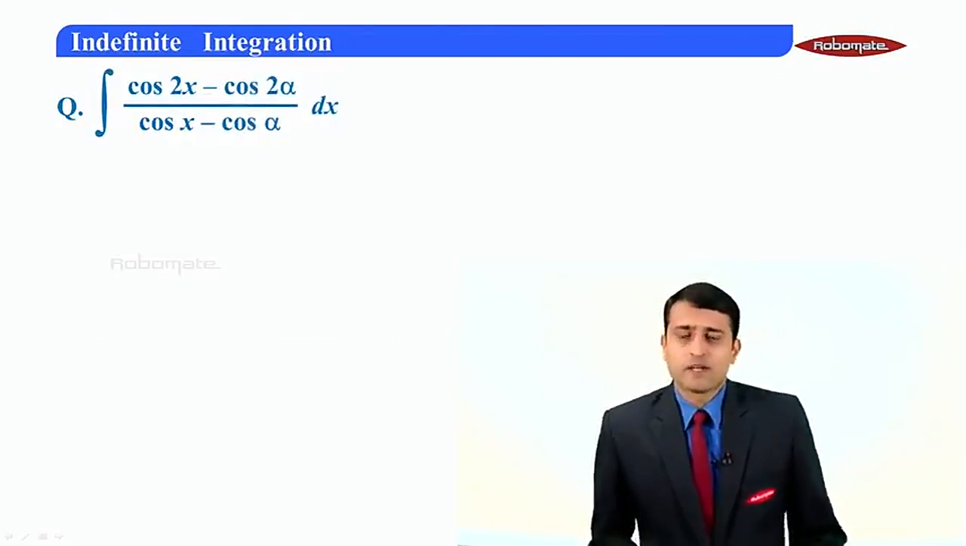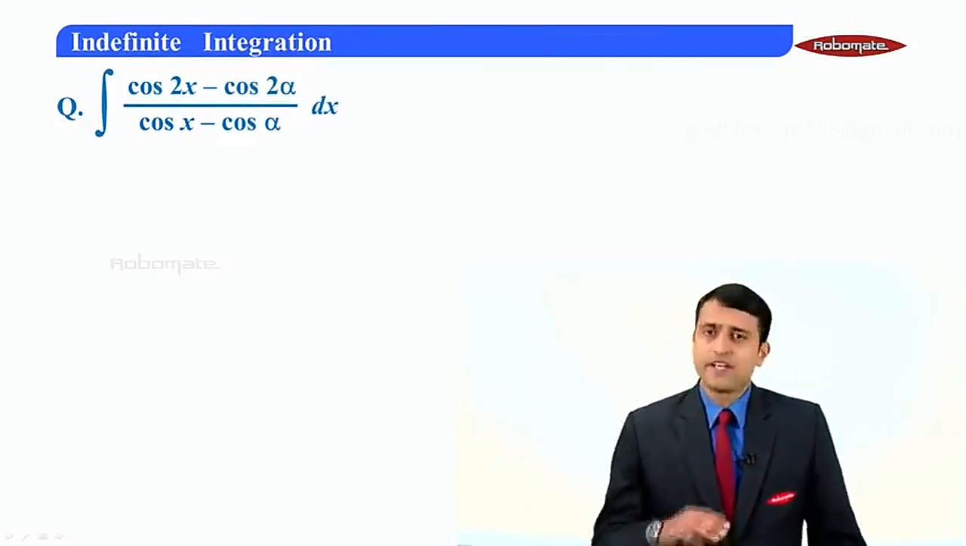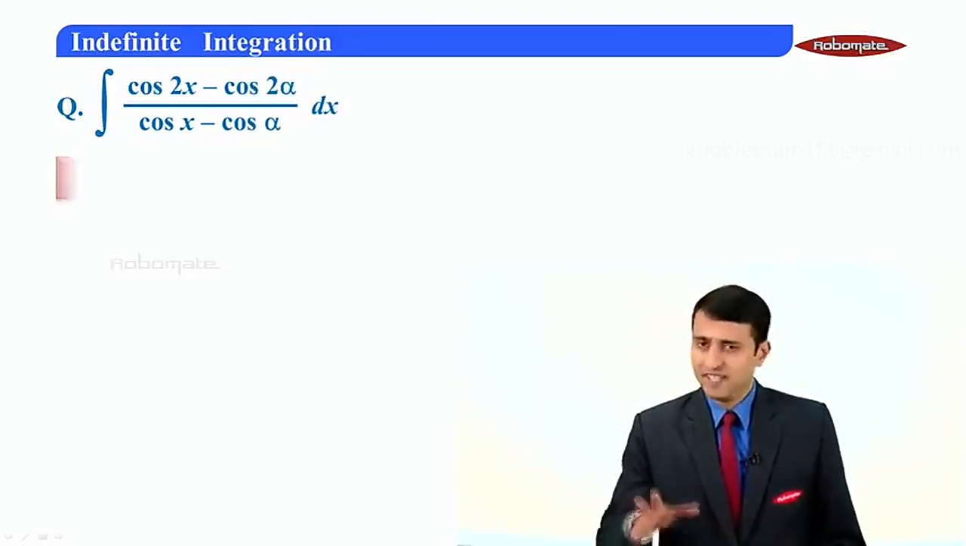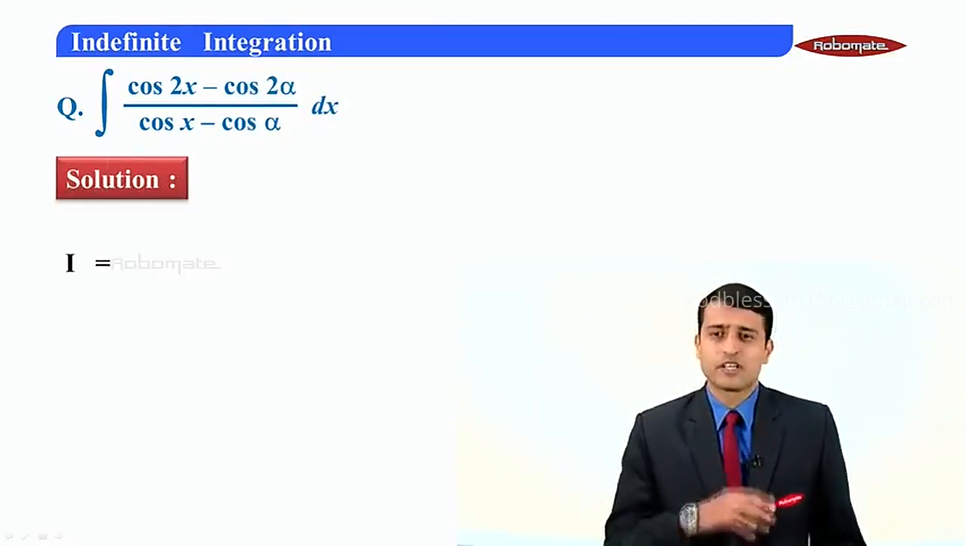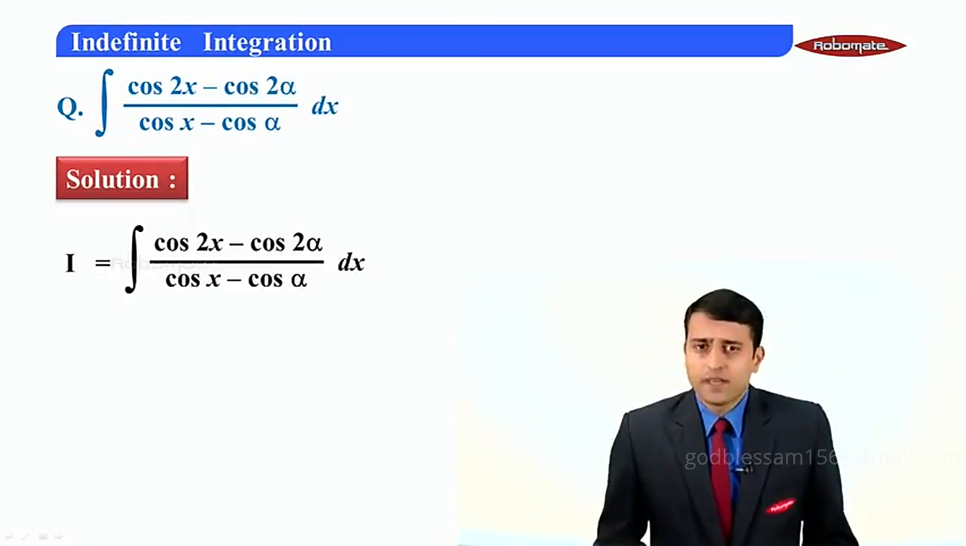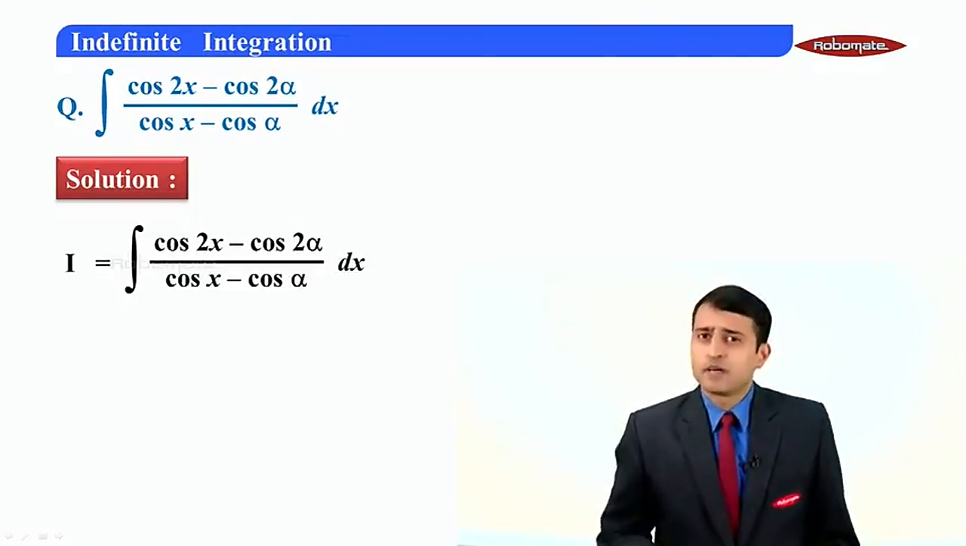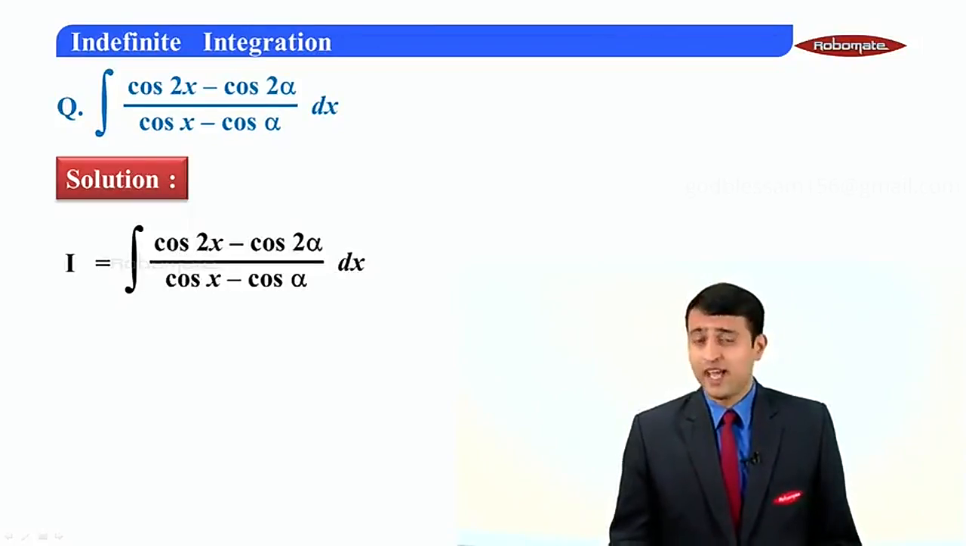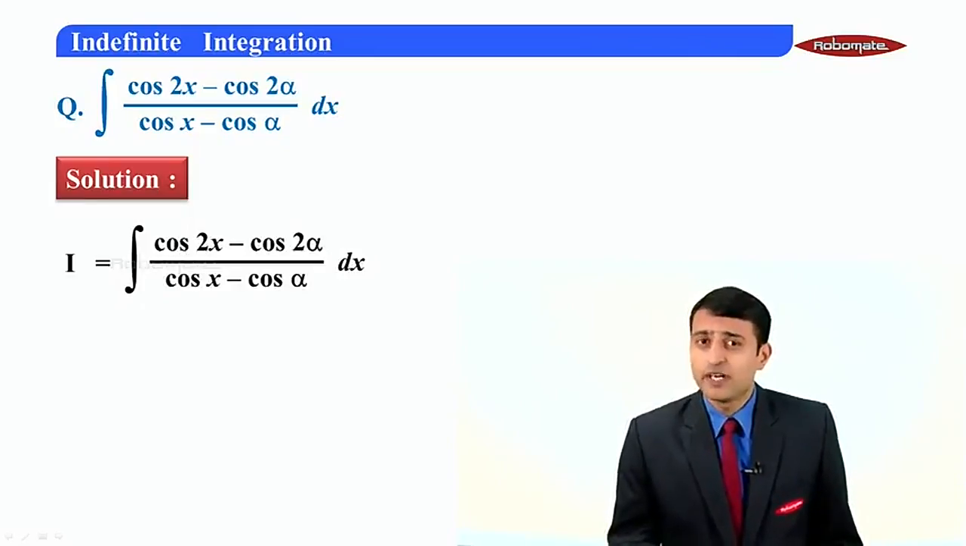Let's see one more example in this particular module. I have an integral in front of me. How do I solve? Let's first copy the question. So here is the question in front of us. What do we do in this particular sum? If you see, the numerator and denominator both are in terms of cos. The angle in the numerator is 2x. The angle in the denominator is x. Can we simplify the term in the numerator?